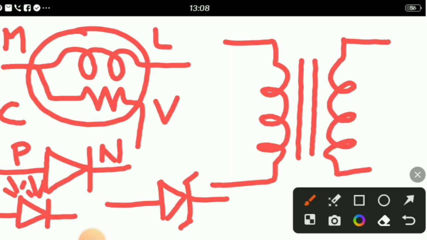Now LED diode. This is represented by arrows which emit the light. So this is the symbol of diode LED or LED. So these are some basic symbols of electrical and electronic components.